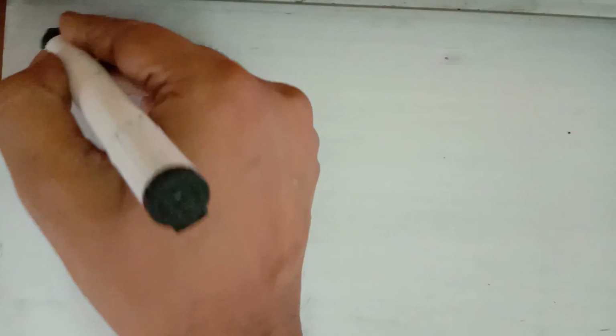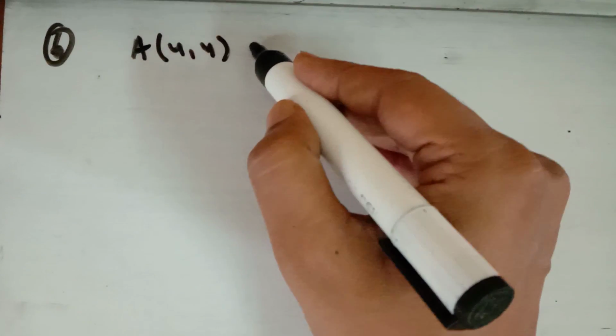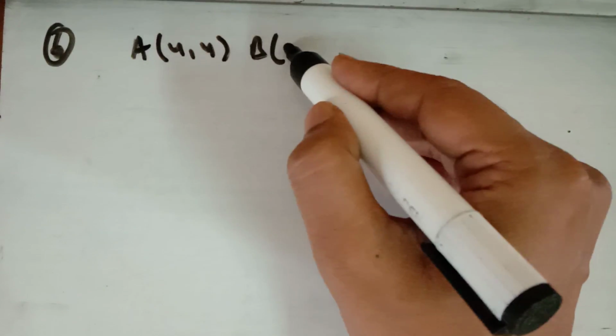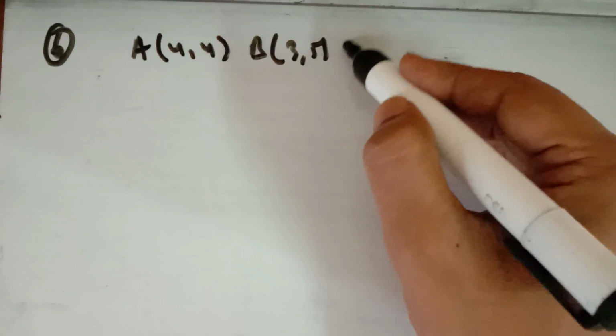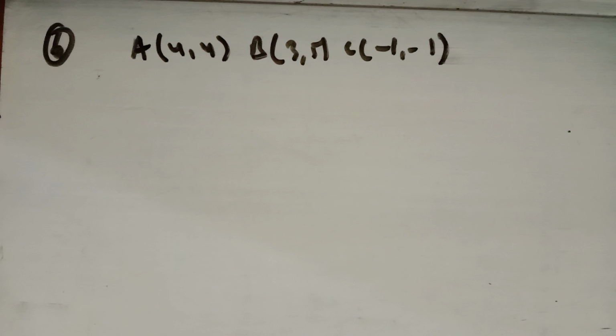Now in question number 6, read it carefully. What is given in question number 6? It is given that without using the Pythagoras theorem, you have to show that these are the vertices of a right angle triangle. So I have taken these 3 points as (3, 5) and the third as (-1, -1). Now you have to show that these are the vertices of a right angle triangle.